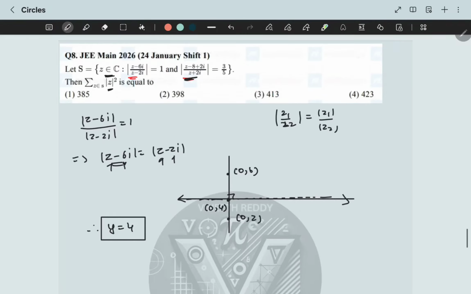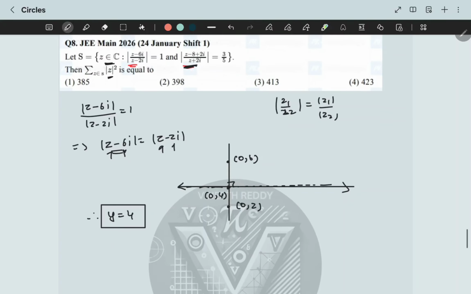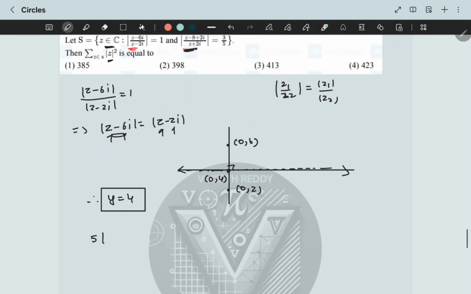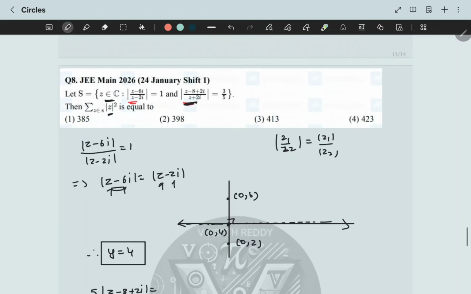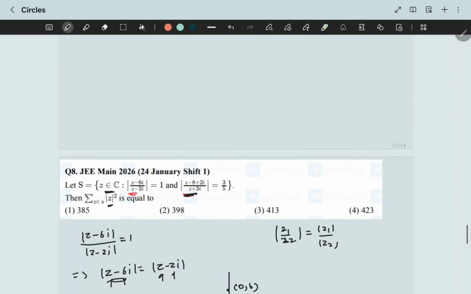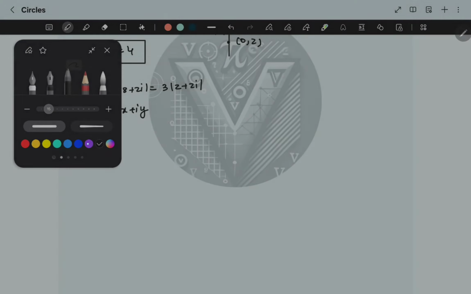And what about the second part? If I had 1 on the right hand side, then I could have thought of something like that, but we have 3 by 5 on the right hand side, so we will see what can be done. Let me cross multiply. We can write it as 5 times mod of z minus 8 plus 2 iota, and that should be equal to 3 times mod of z plus 2 iota. So what do we get?